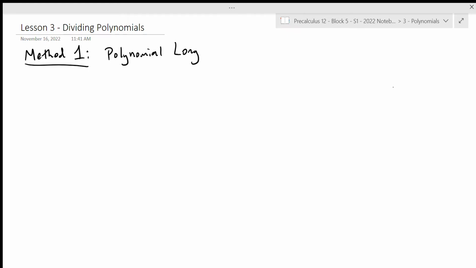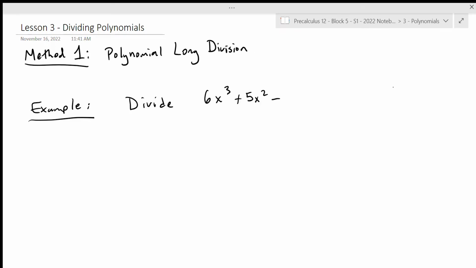So those of you who learned long division in school, this is going to be maybe a bit easier. If you've never done long division before, I will take you through the steps. So, example. Okay, what we're going to do is divide 6x cubed plus 5x squared minus 1 by x plus 1. So how many times does x plus 1 go into 6x cubed plus 5x squared minus 1?